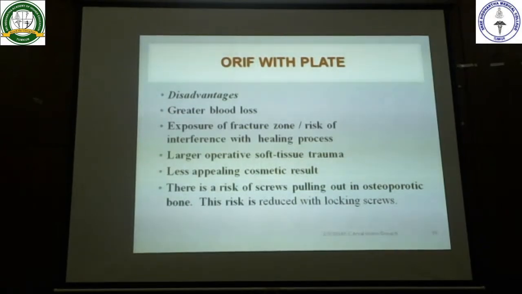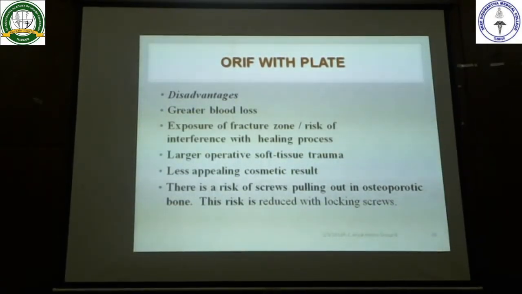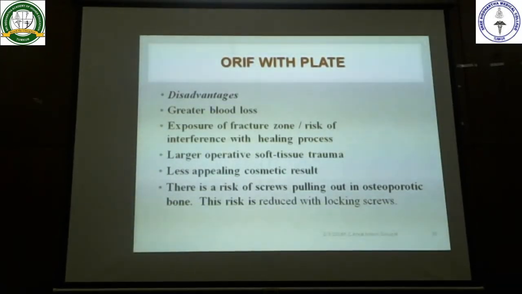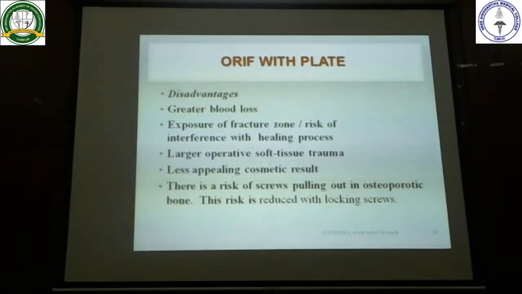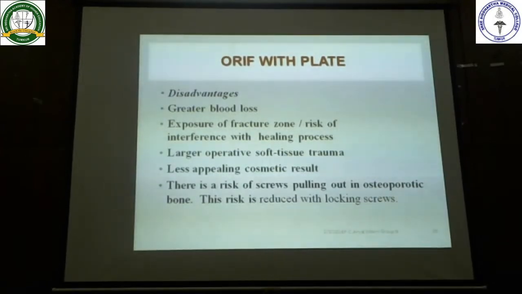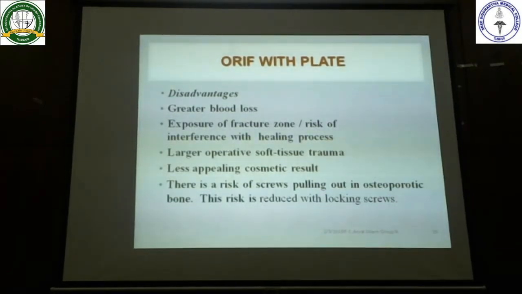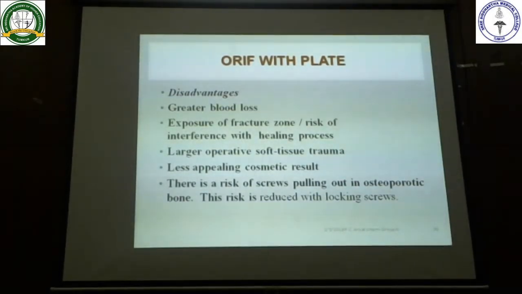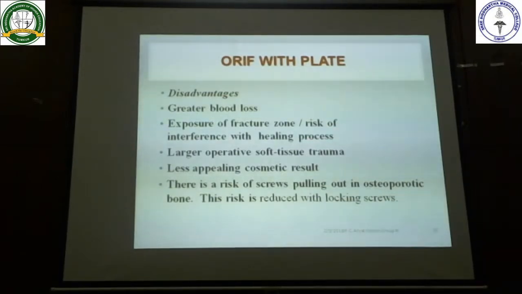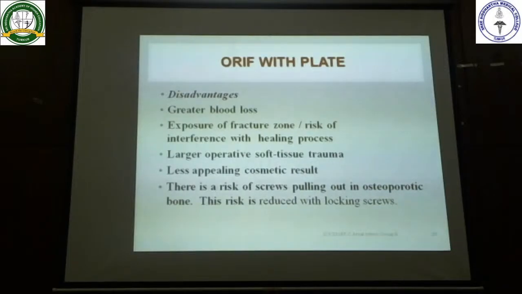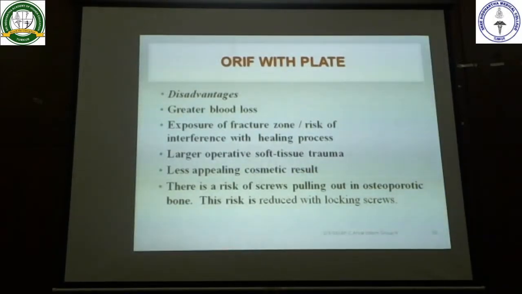Disadvantages: greater blood loss as far as a plate is concerned. Exposure of the fracture zone, or risk of interference with the healing process. That's again a disadvantage you can say. Larger operative soft tissue trauma, because you're dealing with the soft tissues more, manipulating the soft tissues more. Less appealing cosmetic result, not as good as you get with an IM nail. There's always a risk of screws pulling out in osteoporotic bone. If the bone is osteoporotic, if it is soft, the screws can pull out, whereas that doesn't happen with a nail. So such are the disadvantages you can say with plate fixation.